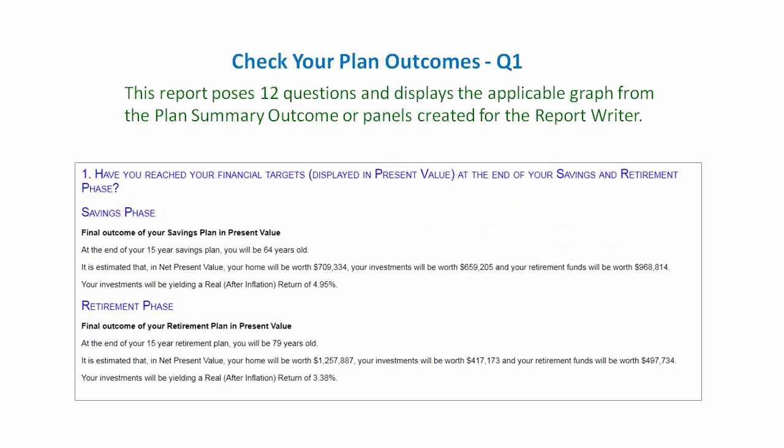The report, Check Your Plan Outcomes, poses a set of questions for you to consider if you have achieved what you set out to do with your plan. It is also a report your advisor may use to take you through the key features of your plan and how they have designed the plan to meet your specific needs.